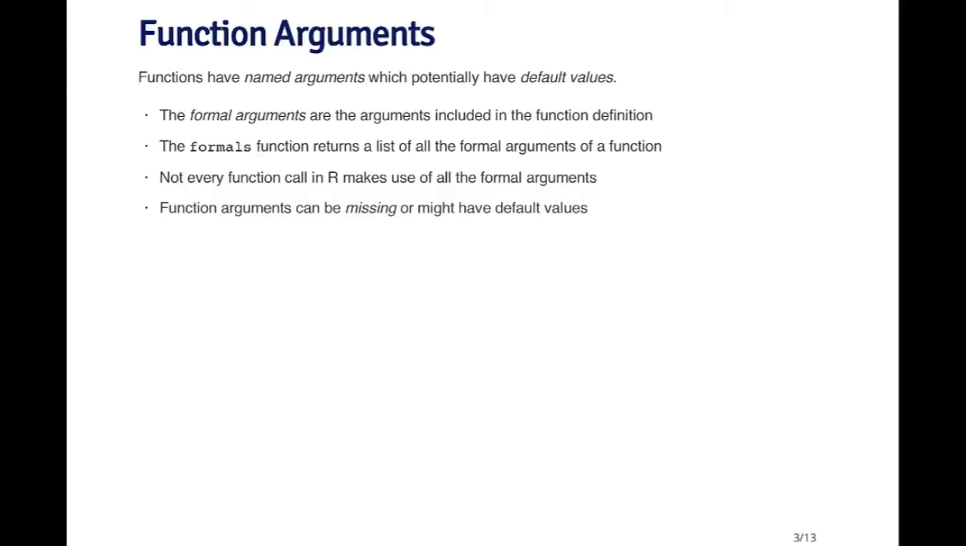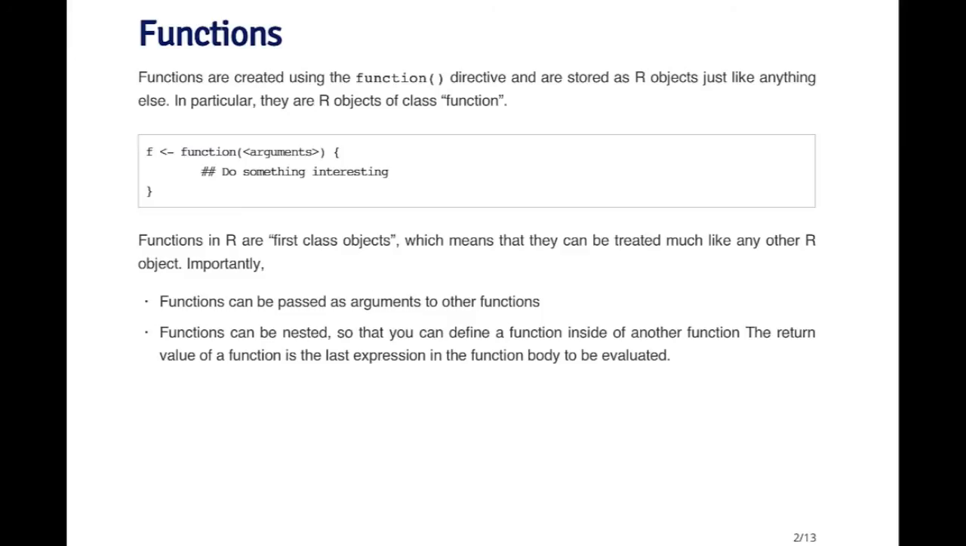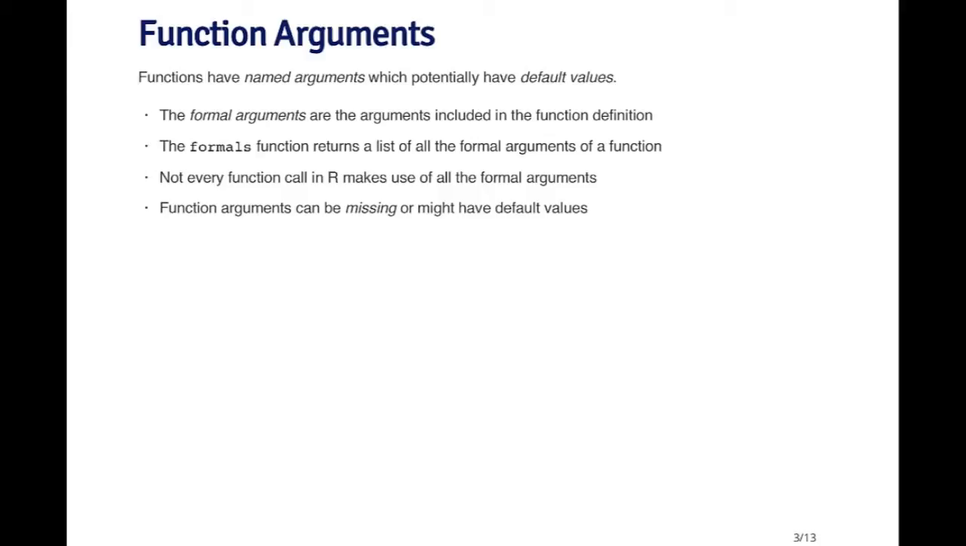First of all, there are the formal arguments, which are the arguments that are included in the function definition. If you go back to the previous slide, the formal arguments are the ones that are included inside this function definition here. The formals function takes a function as an input and returns a list of all the formal arguments of a function. Not every function call in R makes use of all the formal arguments. For example, if a function has 10 different arguments, you may not have to specify a value for all 10 of those arguments. Function arguments can be missing, or they may have default values that are used when they're not specified by the user.